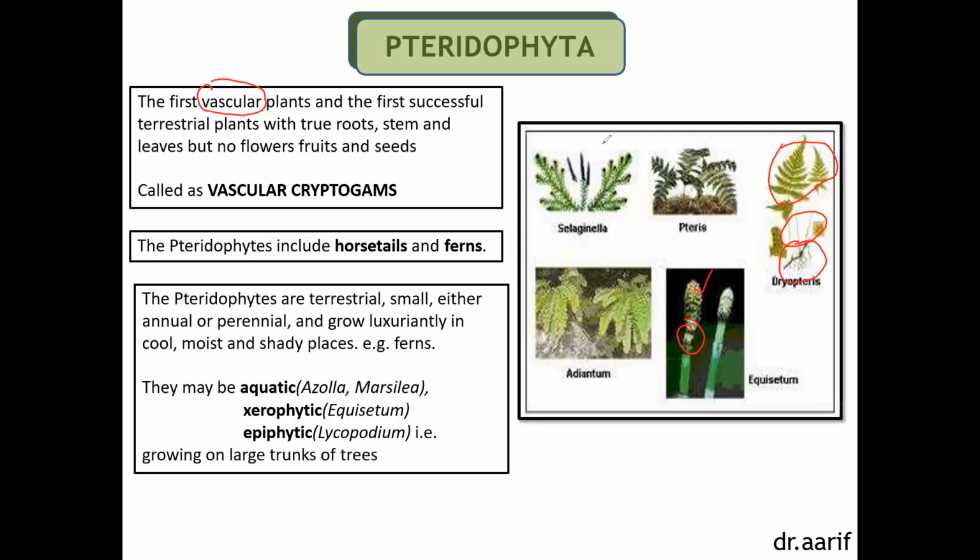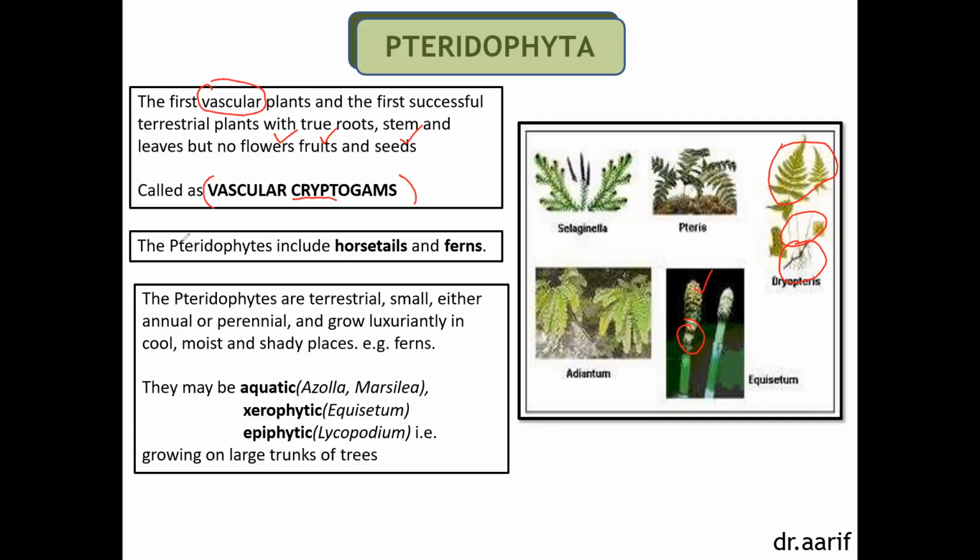So for the pteridophyte, we say this is the first terrestrial plant which shows the true plant characteristics, because they show the presence of root, stem and leaves. Whatever the pteridophyte, we also call this a vascular cryptogam, because it does not show the presence of flowers, fruits and seeds. We call this crypto.